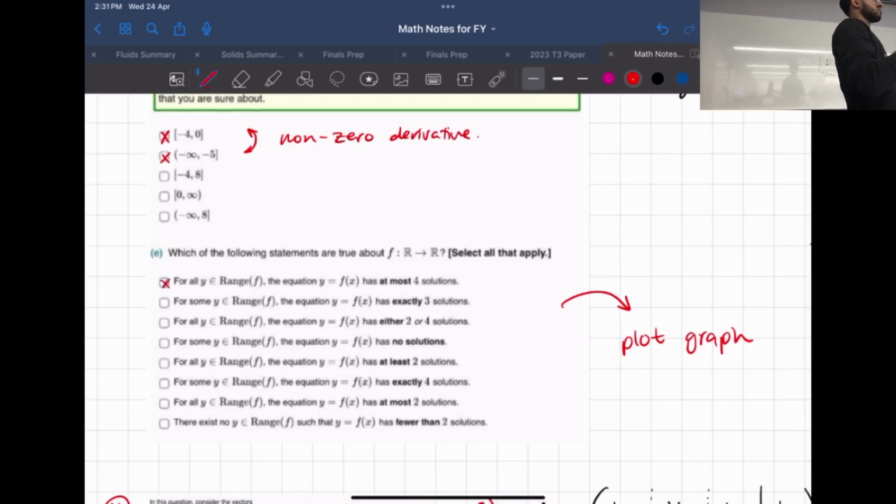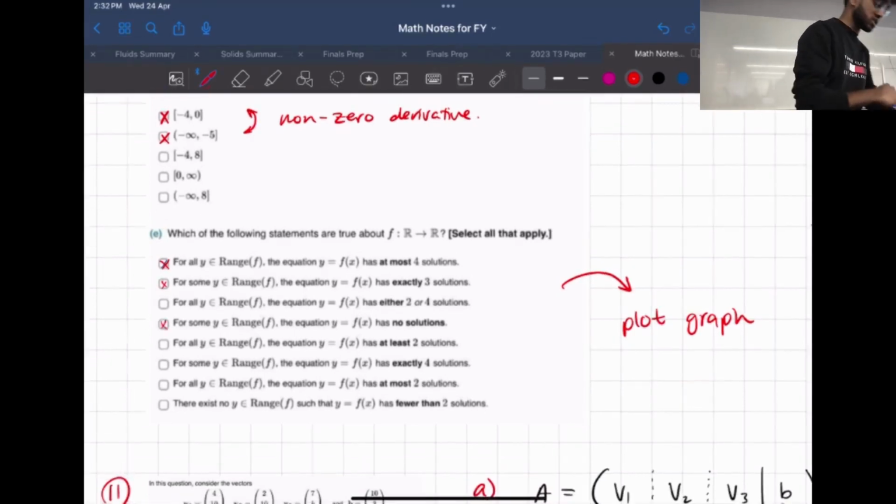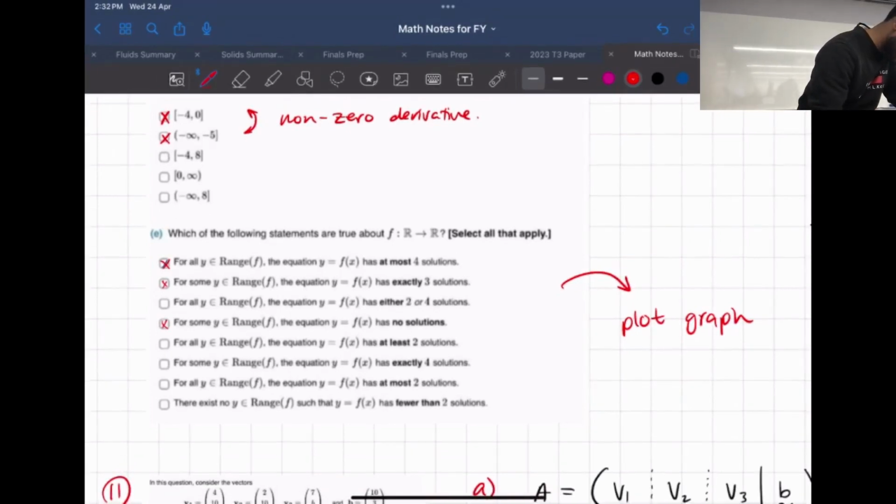Can it ever have 3 solutions? Yes, it can. So, for example, if you have something like this, that's 3 solutions, right? So it bounces off the x-axis once and crosses twice. We've already discussed that it may have no solutions. Why is this one wrong? Perfect. Exactly. So it does have 4 at some point.